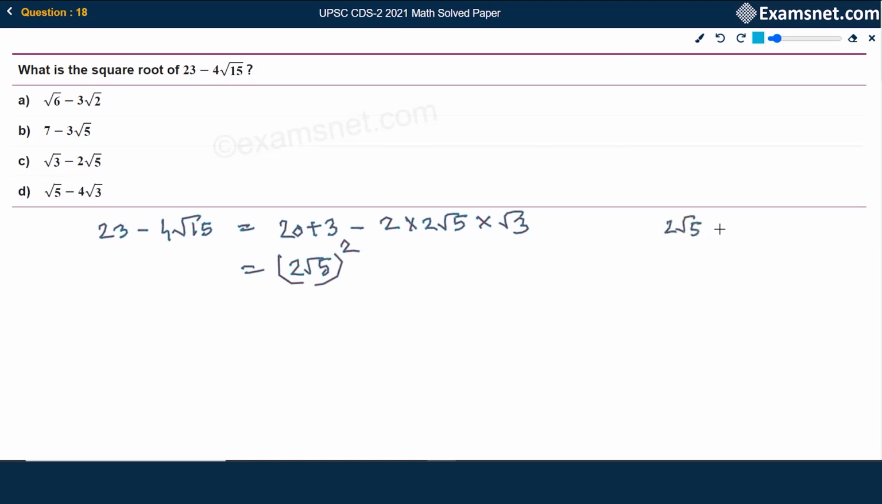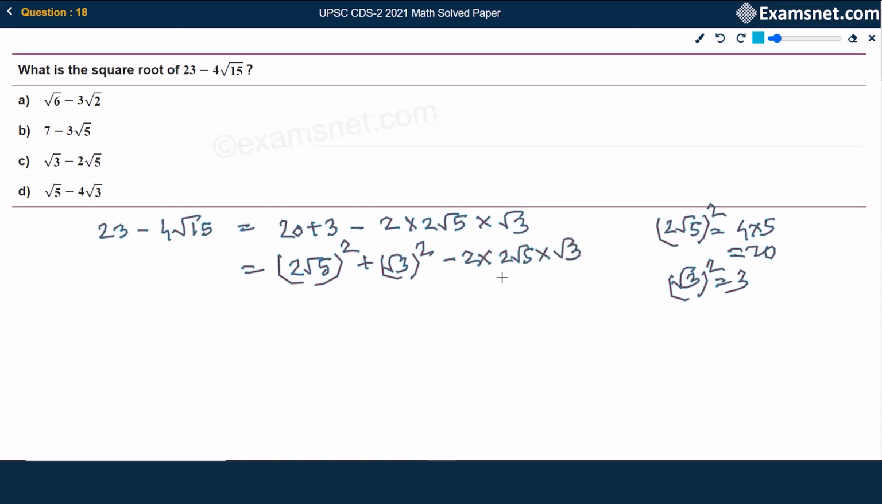If we find the square of 2 root 5, 4 multiplied by 5, 20, correct? So 20 can be written as 2 root 5 whole square, plus root 3 whole square will give us the value 3. That means 3 can be written as root 3 whole square, and already we have split it in this way. Now it looks like the expansion formula of a minus b whole square, correct? Here, if we compare, a is 2 root 5, b is root 3, so we can write 2 root 5 minus root 3 whole square.